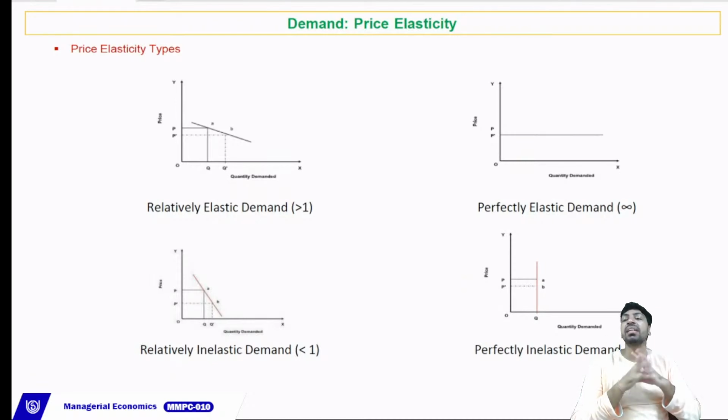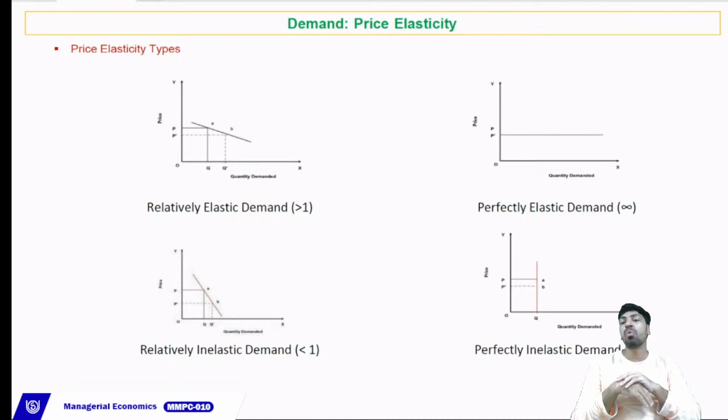What is perfectly elastic demand? It is where there is no change in price and the quantity becomes infinite. That's called perfectly elastic demand, where there is no change in the price level, but infinite changes in the quantity.